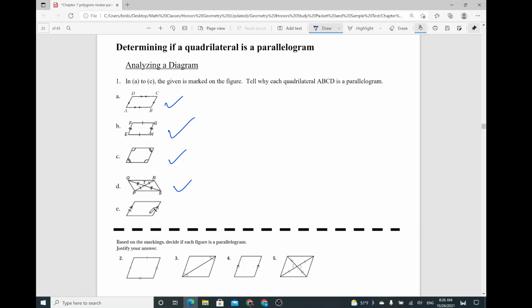Now, you've got to be careful with this one. Is this one considered a parallelogram? This one only shows one pair of sides parallel, but at the same time it shows that those two sides are congruent. It is a parallelogram, by using one of those conditional statements that we just went through.